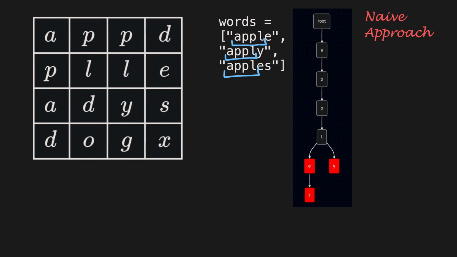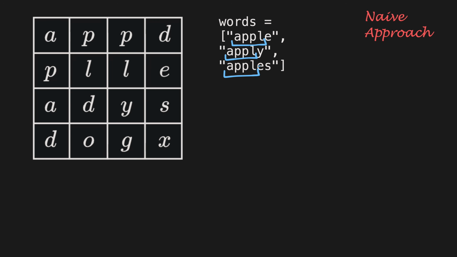Now, when we trace a path on our board, like APPL, we can look it up in the trie and see all the words that start with this prefix. And this is what we needed. And now, we are going from searching one word at a time to searching all the words at once. So now let's see this with an example. First, let's build a trie from these words.